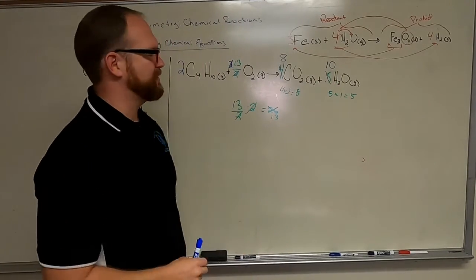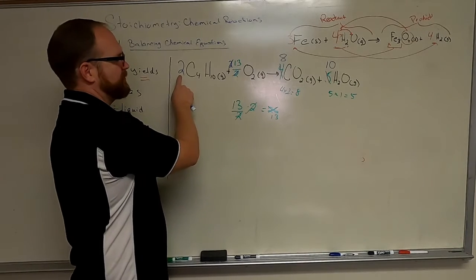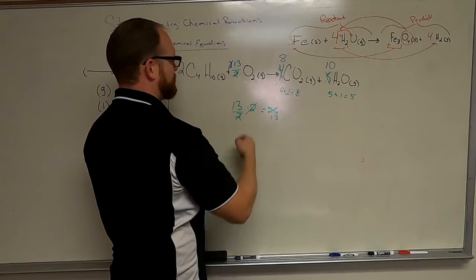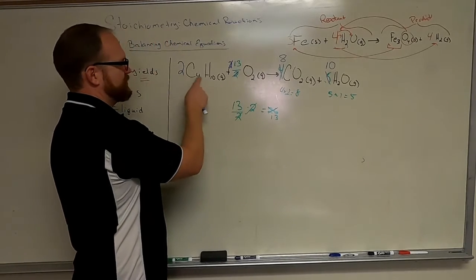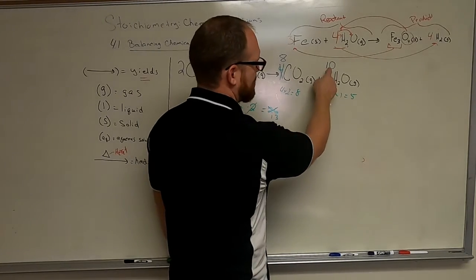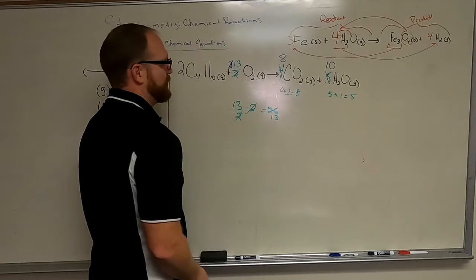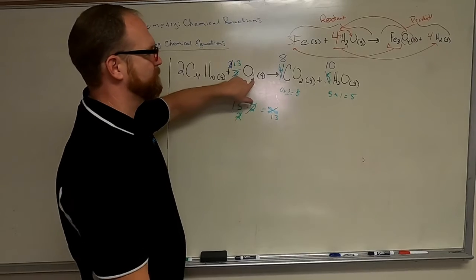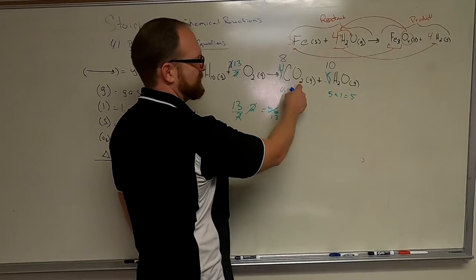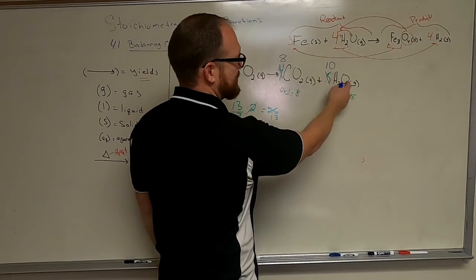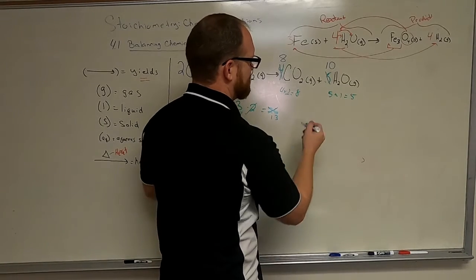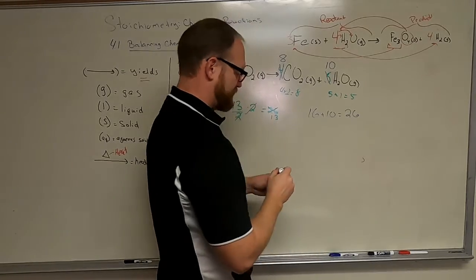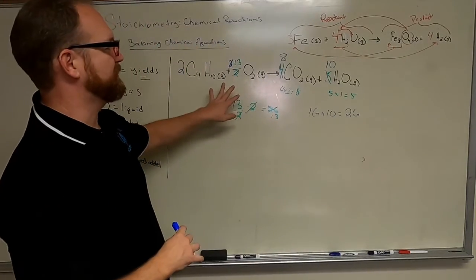All right, so let's check and make sure we're balanced. Well, let's look at our C's. 2 times 4 is 8, and 8 C's. Look at our H's. 2 times 10 is 20. Well, 10 times 2, well, that's 20. What about our O's? Well, 13 times 2 is 26. Well, 8 times 2 is 16. 10 times 1 is 10. And that 16 plus the 10 gives us a 26. And so this is balanced.